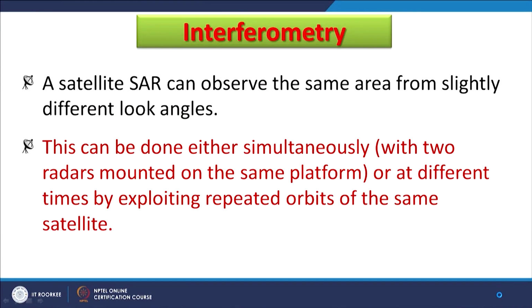If I take the example of an ERS satellite or an Envisat satellite, these satellites used to visit the same area after 35 days. So then you can have a pair with slightly different look angles of the same area through the same platform, and that pair can then be used in interferometry. So, a pair is definitely required.